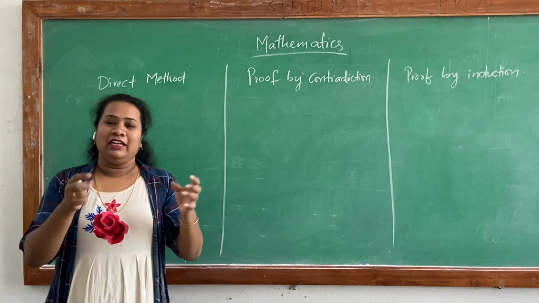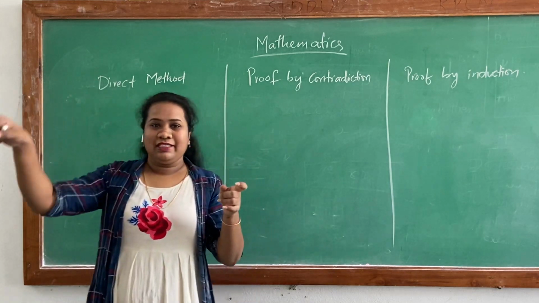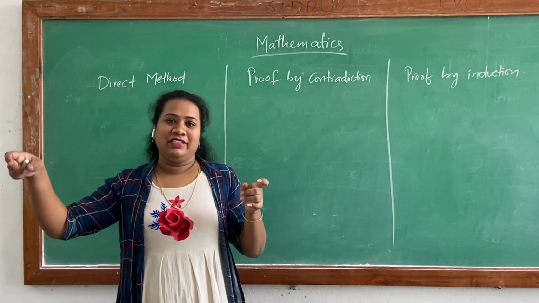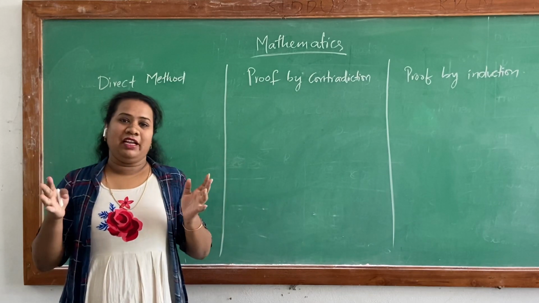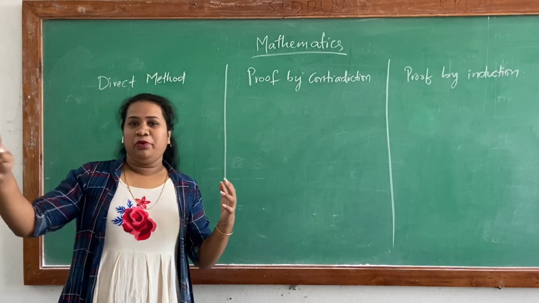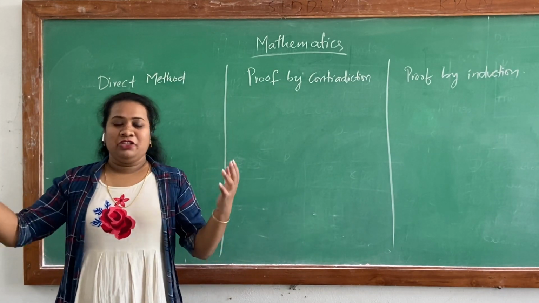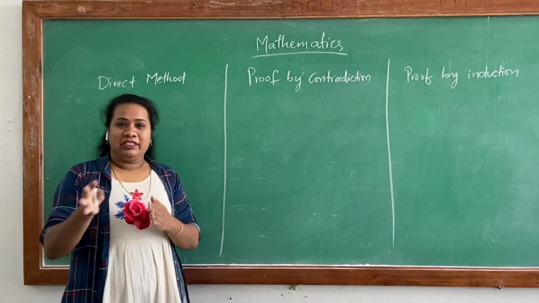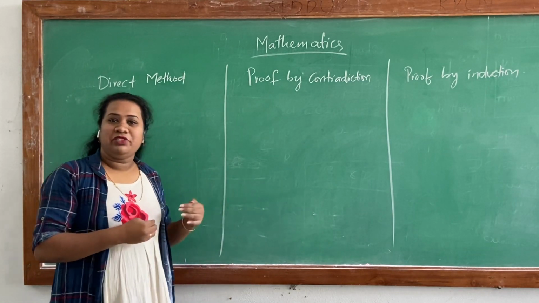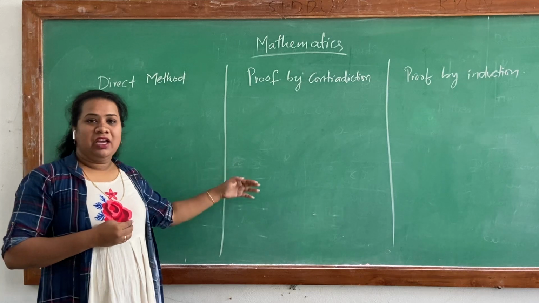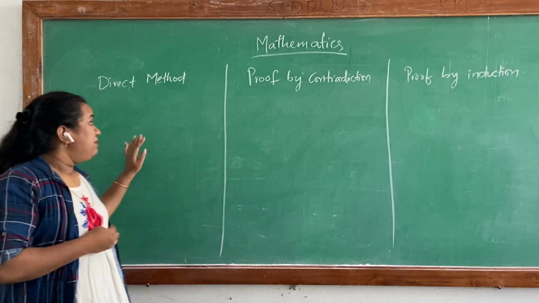Some theorems are like this: if something is this, then prove what is that. Or some theorems directly ask you to prove something. So we have to read the statement very carefully, and then see which method we have to choose to prove that theorem. So the first method is the direct method.